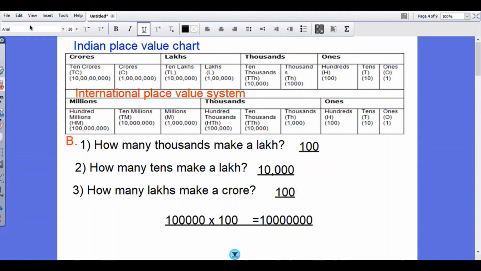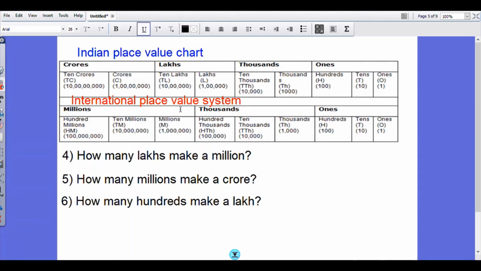Okay, student. Indian place value chart and international place value chart. How many lakh make a million? Lakh is here and million is here. The lakh and 100,000 are the same in both. Now after 100,000, if you move here, million will be there. So we can say 10 lakh make a million. That means 1 million is equal to 10 lakh.